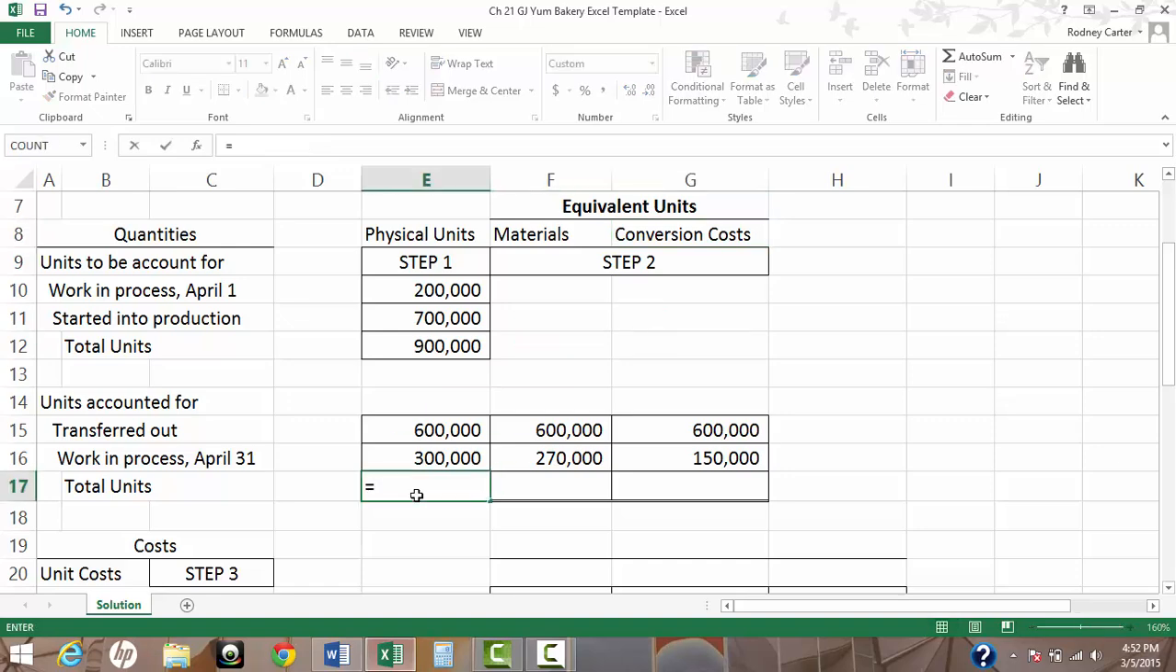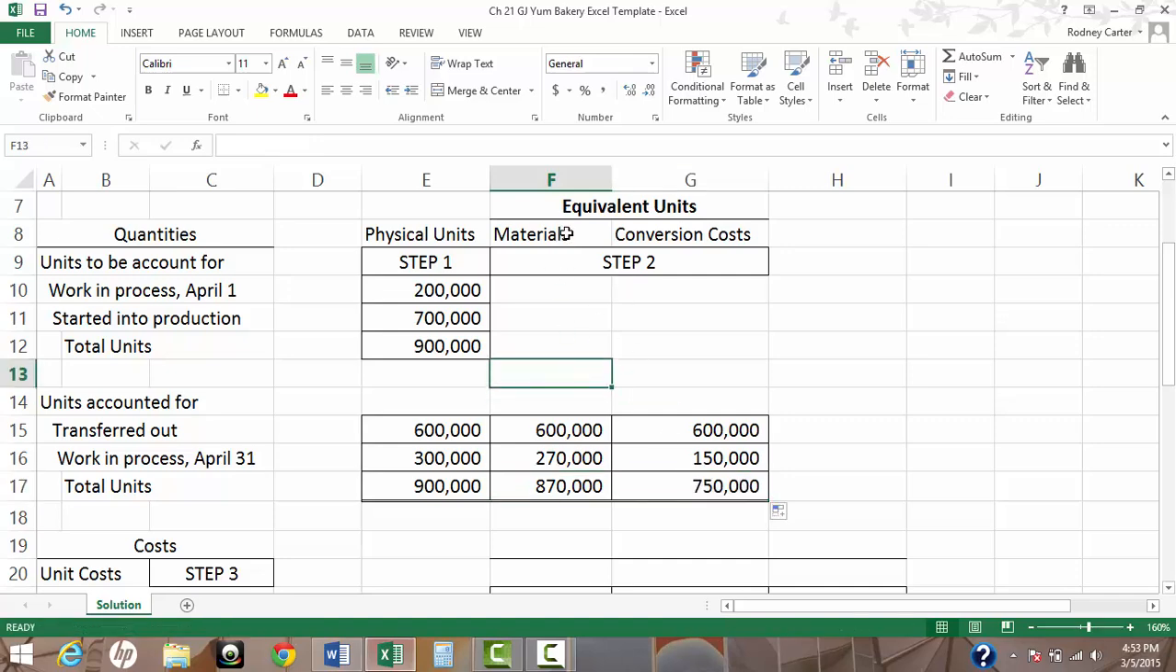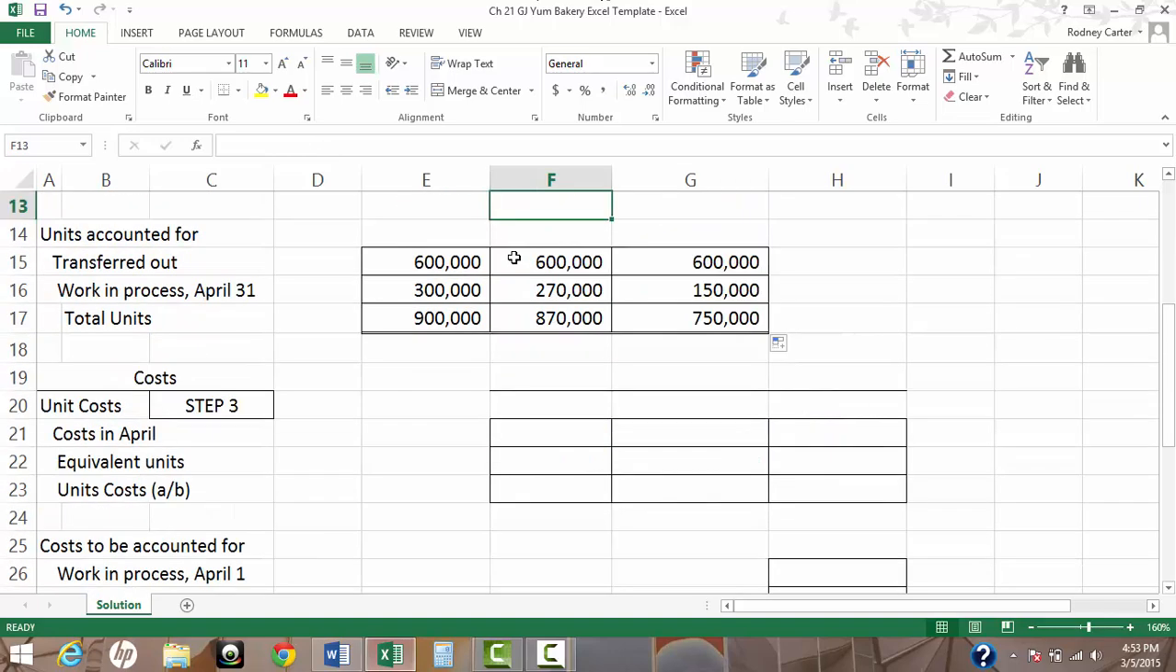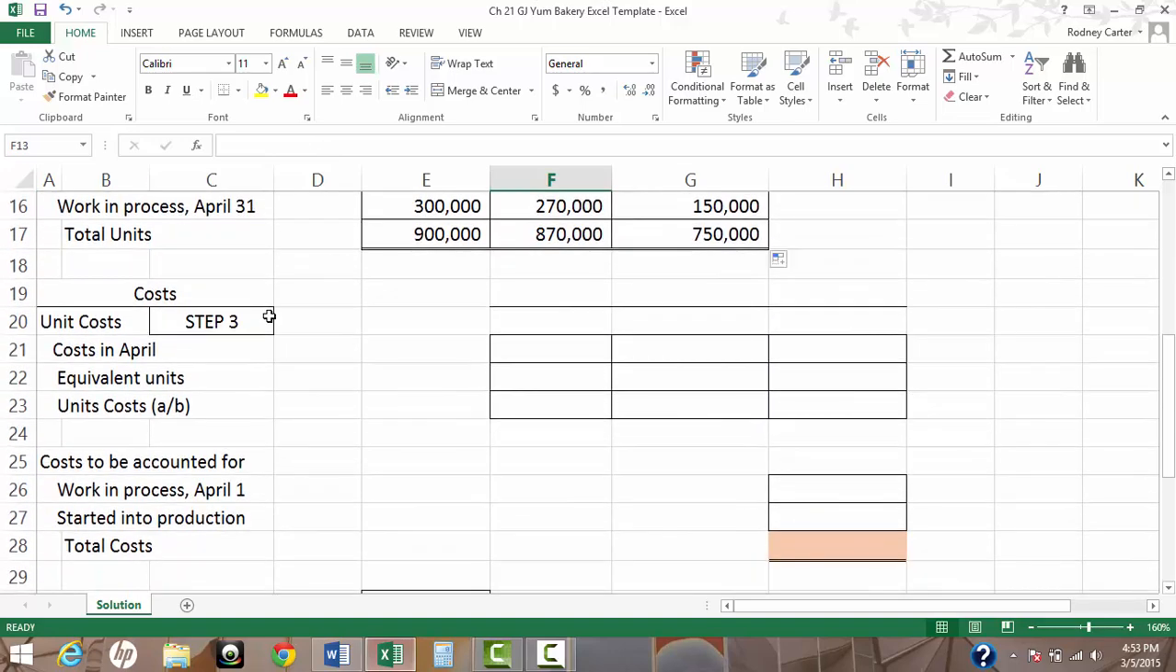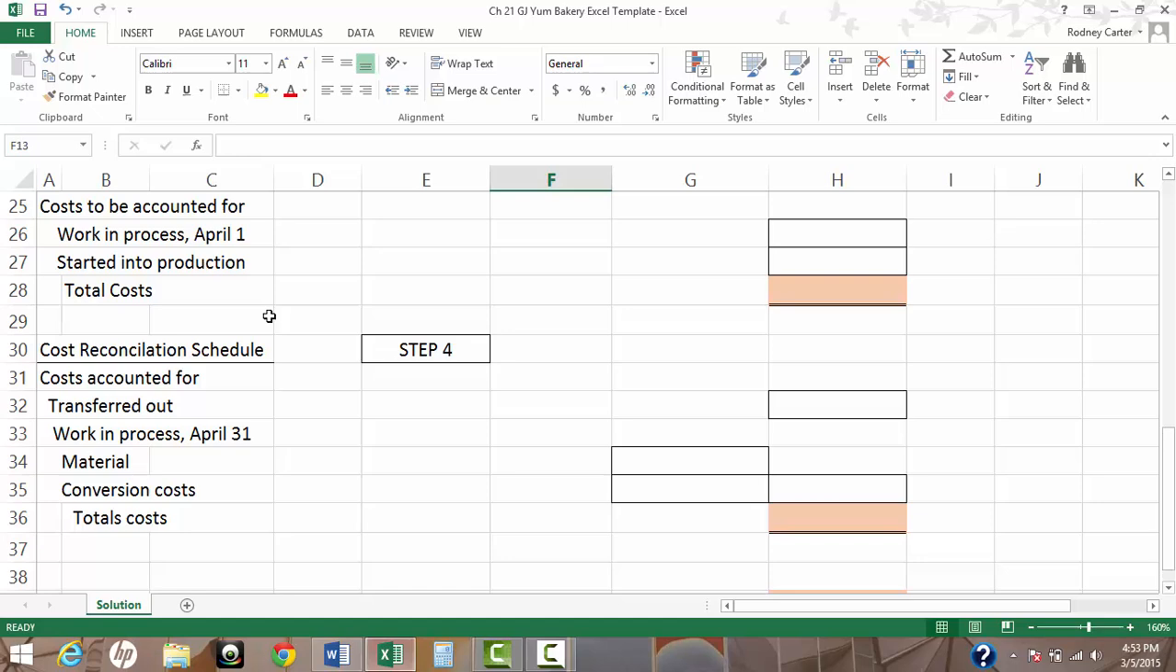So you'll notice that I have accounted for all of my 900,000 units. You'll see 900,000 units here and 900,000 units here. And now if I sum up these numbers, you can see my equivalent units for materials and conversion for the month of April. This will conclude our first video, and I will work steps 3 and 4 on video number 2.